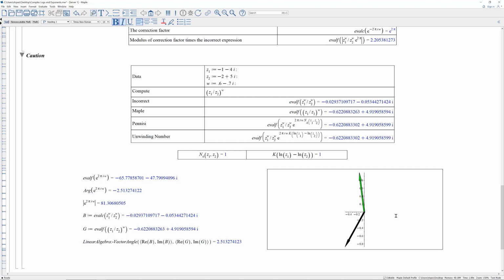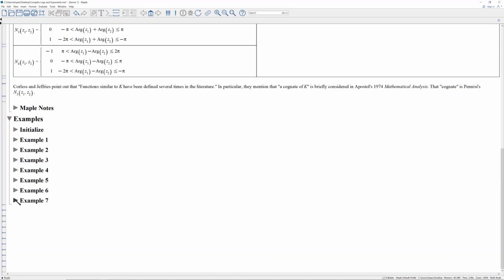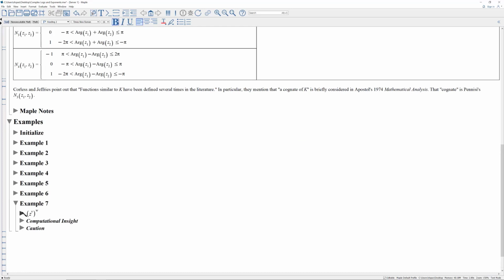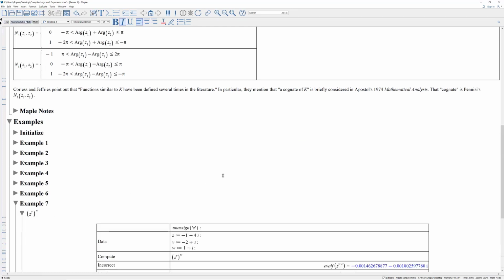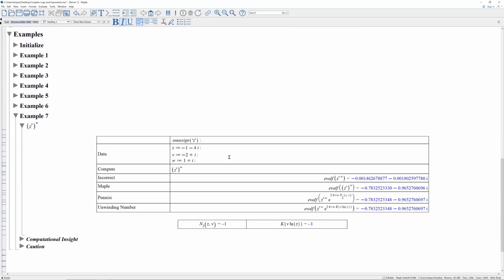And so that was enlightening because it made me realize that getting a nice correction factor like e to the 2 pi is a function of this w that I picked. And so for our seventh and final example, we look at the law z to the v, all raised to the w. And so we have a z, a v, and a w. And what we're looking at is the computation of z to the v to the w.